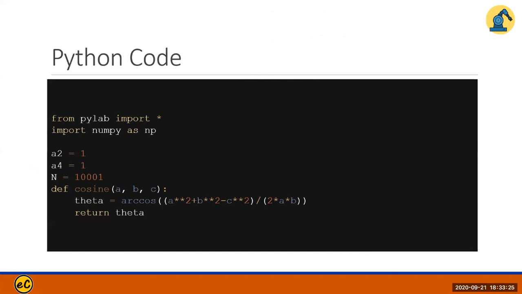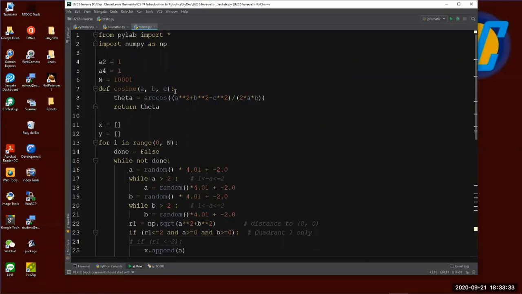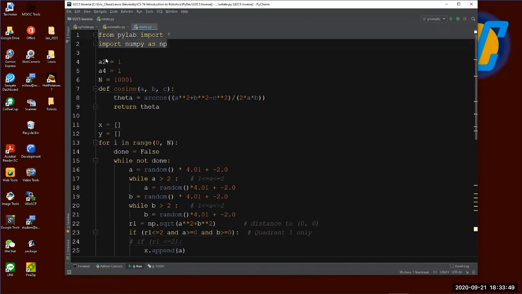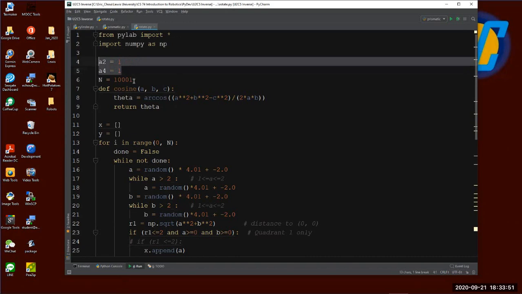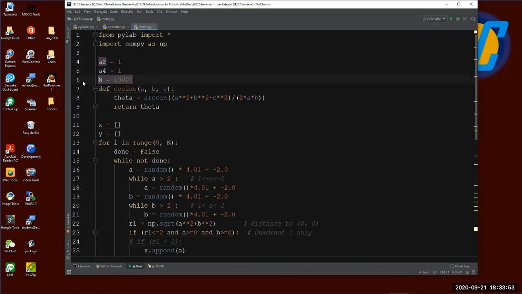So let's look at the PyCharm code as well. This one we will use random simulation to show the point, because we are going to demonstrate the calculation of the thetas and phis. So we are not going to actually show you any line. Here, the packages we import are the same, and A2 and A4 will be 1. N is the number of data points. And here we define the cosine law.